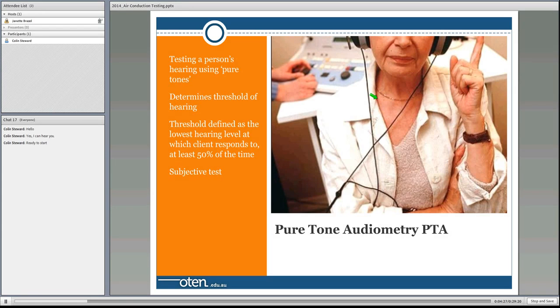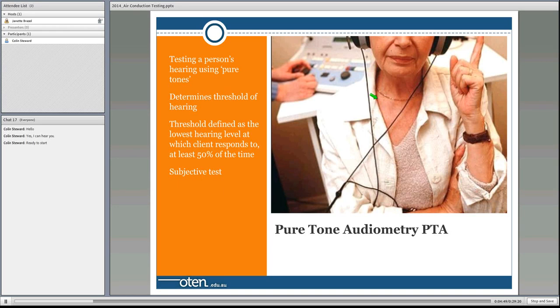So air conduction is part of pure tone audiometry. So we are testing a person's hearing using pure tones. And pure tone audiometry is used to determine the threshold of hearing of the client, and it's defined as the lowest hearing level at which the client responds to at least 50% of the time to an auditory stimuli.